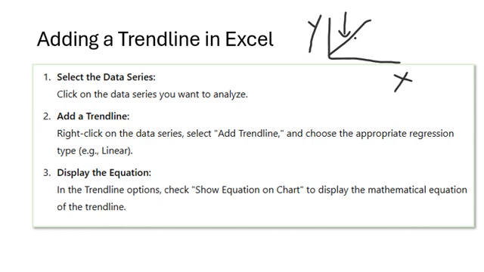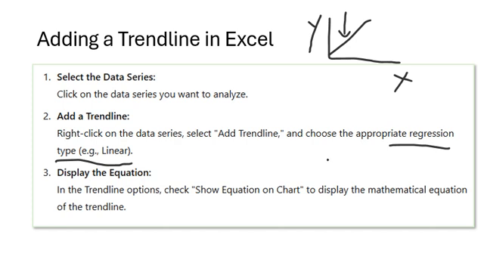All you need to do is click on the data series. If you want to analyze it, right click on that data series. We call this line a data series, and you can add a trend line. When you add the trend line, you can also choose the appropriate regression. This is where I'm talking about the regression type. It can be linear, it can be power, and so on.